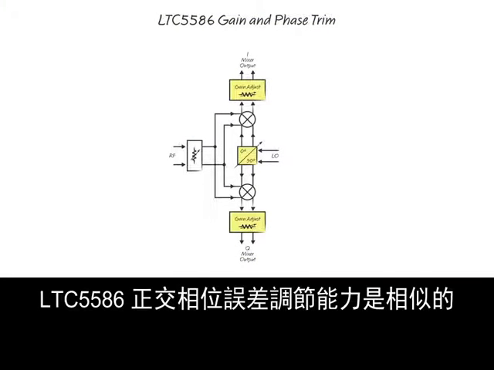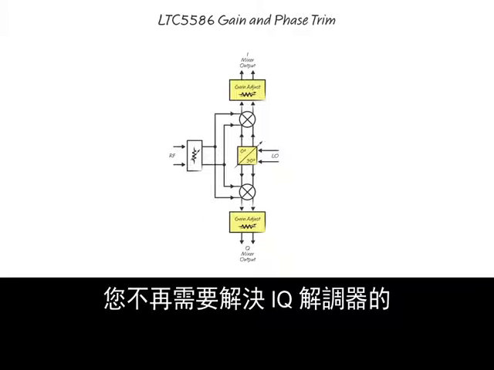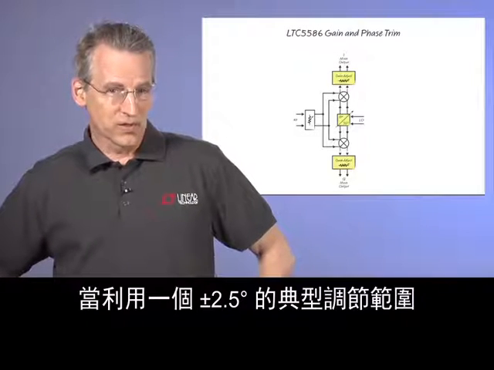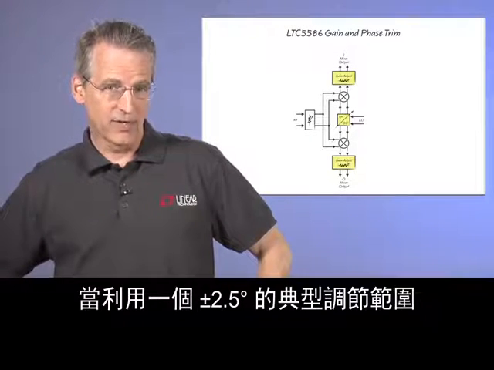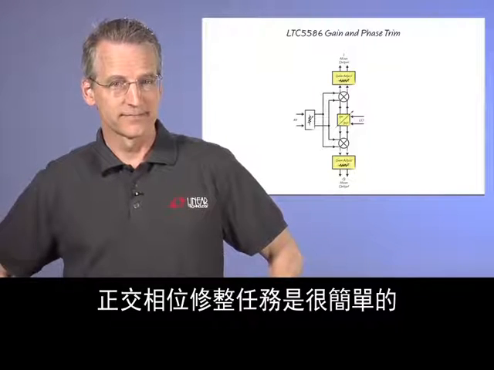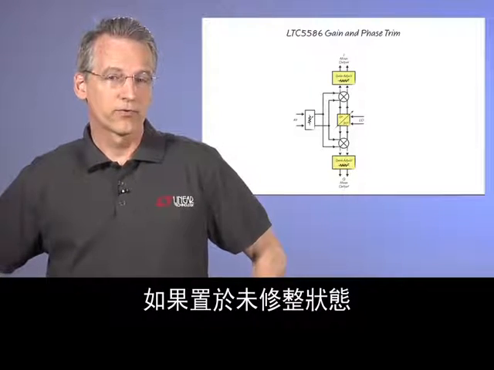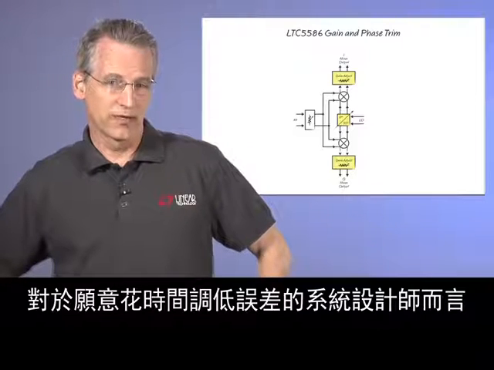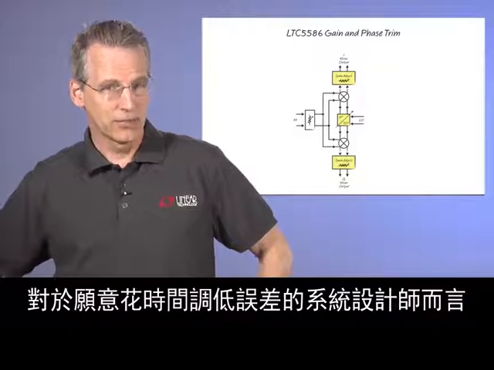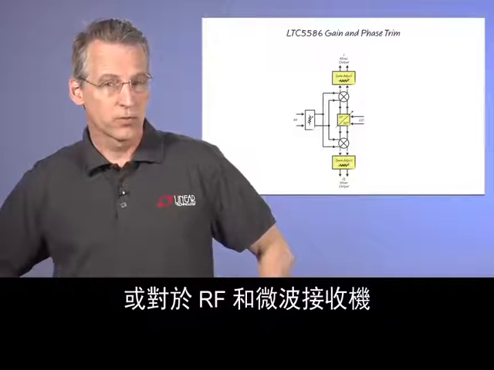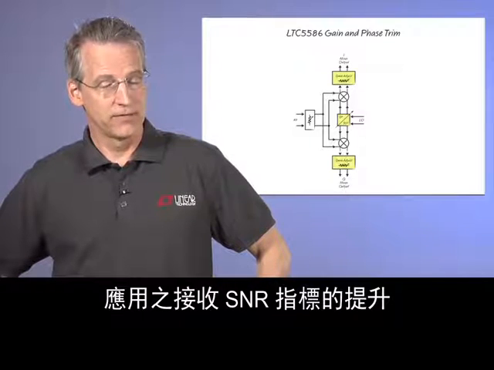The LTC5586 quadrature phase error adjustment capability is similar. You no longer have to settle for whatever phase imbalance the IQ demodulator provides. With a typical adjustment range of plus or minus 2.5 degrees and 0.05 degree steps, the quadrature phase trimming task is simple. If left untrimmed, the quadrature phase imbalance is a respectable 1.1 degrees, but for system designers willing to take the time to adjust down the error, it will mean improved EVM accuracy for DPD power amplifiers or improved receive SNR for RF and microwave receiver applications.